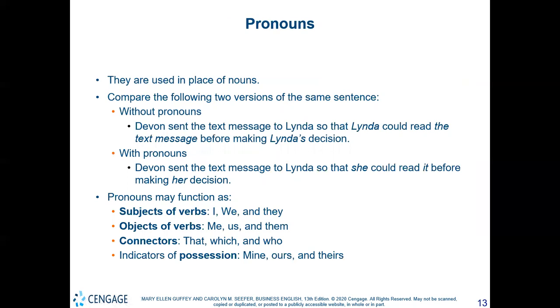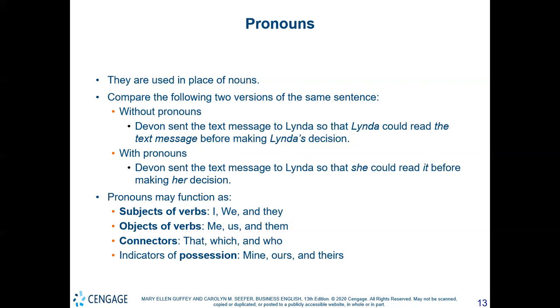Now we have pronouns. They are used in place of nouns. Compare the following 2 versions of the same sentence. Without pronouns: Devin sent the text message to Linda so that Linda could read the text message before making Linda's decision. With pronouns: Devin sent the text message to Linda so that she could read it before making her decision.